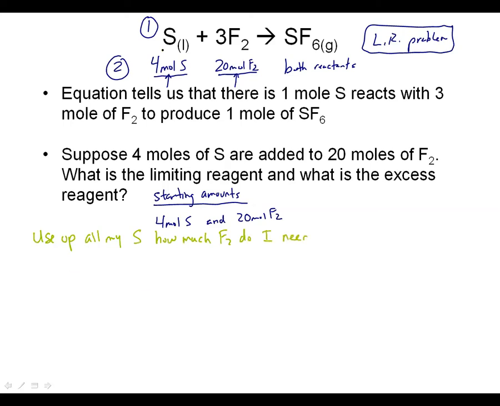So this little calculation that we're going to do, which tells us if I want to use up all my S, how much F2 do I need to put in there, is going to allow us to figure out which one's the limiting reagent.